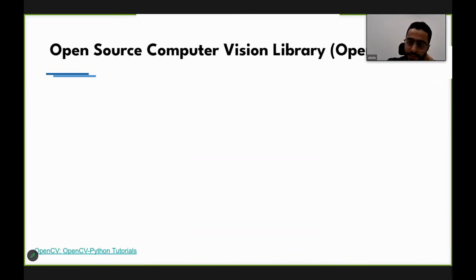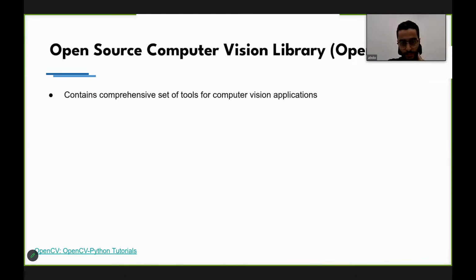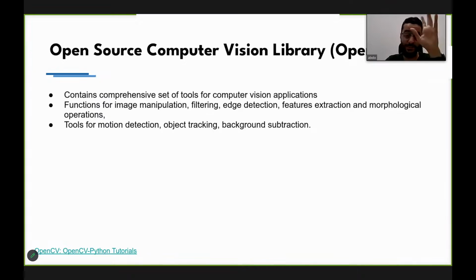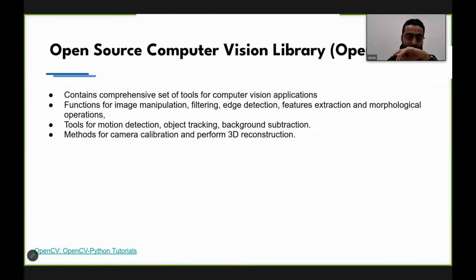All right, so the next library is OpenCV. It has a comprehensive set of tools for computer vision applications. This was the best thing after sliced bread before the era of deep learning. It was doing fancy stuff in the computer vision section of life. So this was a go-to. It has functions for image manipulation, filtering, edge detection, feature extraction, and morphological operations, and so on. It also has tools for motion detection, object tracking, and background subtraction. It was like the best thing ever. You can do everything in an image. And also it has 3D stuff like camera calibration and 3D reconstruction.